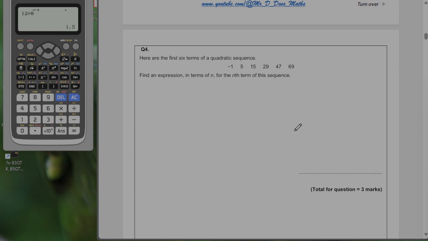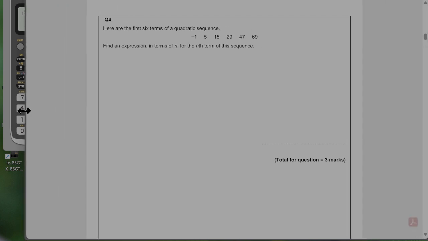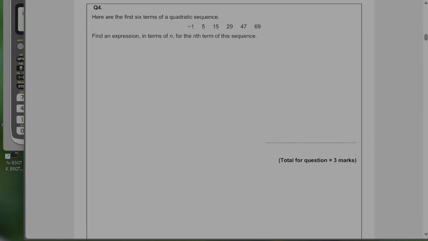Right, question 4. Here is a list of 6 terms in a quadratic sequence. So we'll get away from the calculator for now. Find an expression in terms of n for the nth term of the sequence. Right, so I'm going to just write it again here, giving myself a bit of space to look, because I'm going to be looking at the second differences.